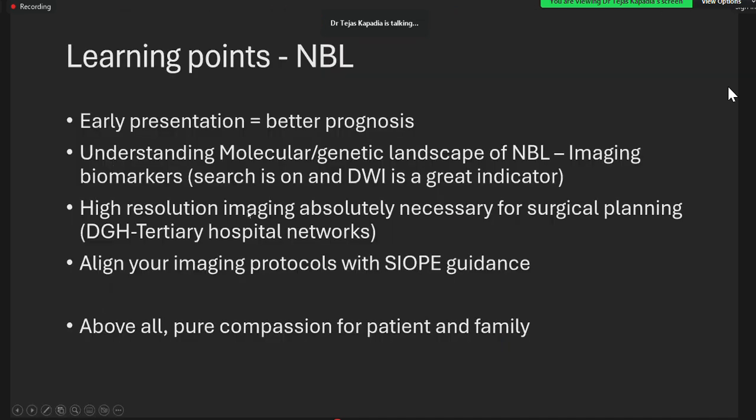Okay, so what are the learning points coming to the end of the talk? Early presentation generally has a better prognosis. Understanding the molecular and genetic landscape of neuroblastoma is absolutely important if you are into this field, or if you are interested in going into pediatric radiology and doing oncology work. DWI is coming up now as a great imaging biomarker, especially to assess tumor heterogeneity or the tumor type at the presentation scan, then for staging and response assessment.